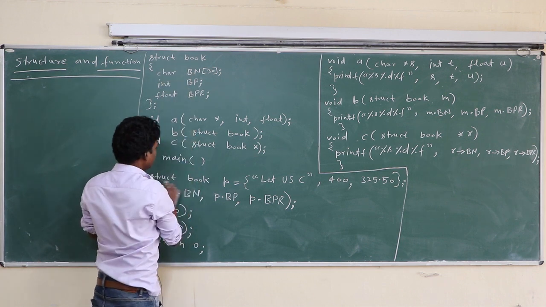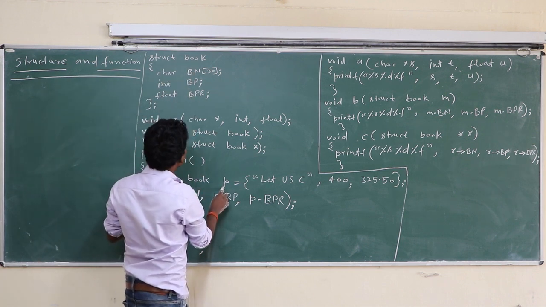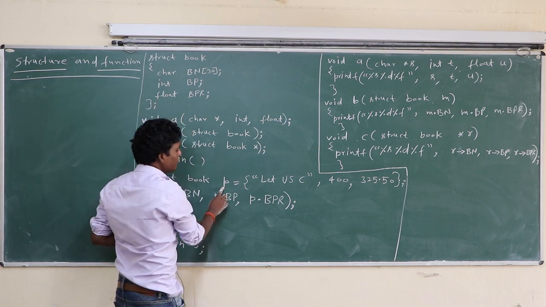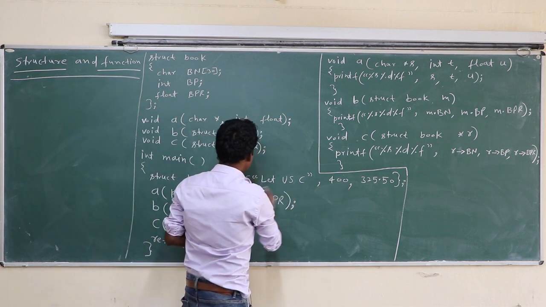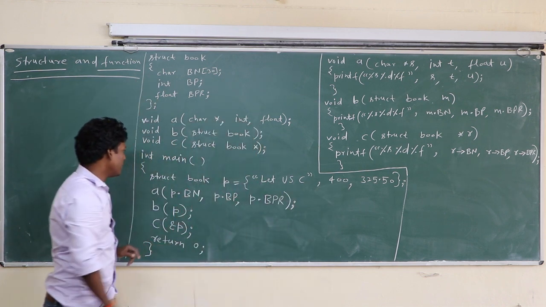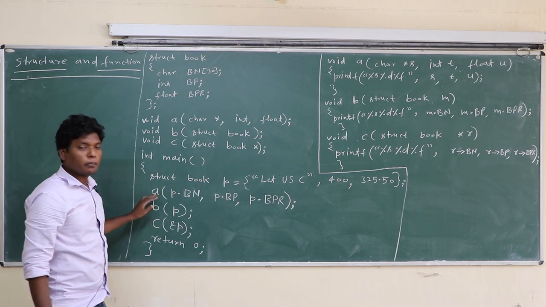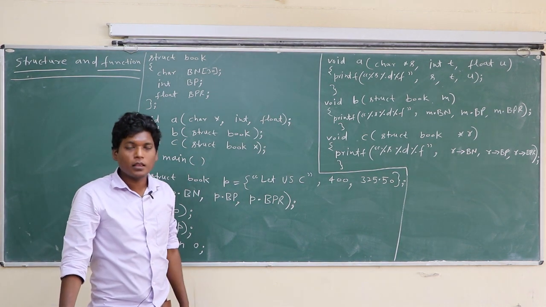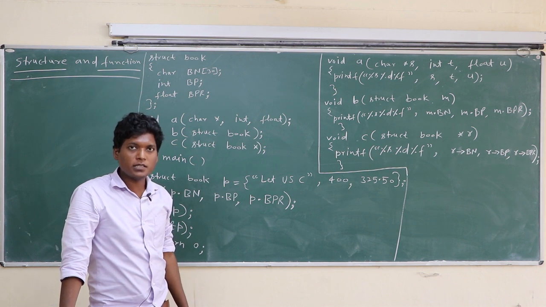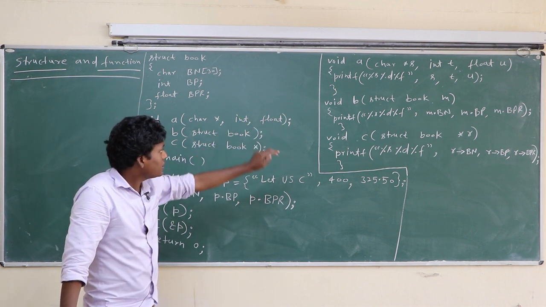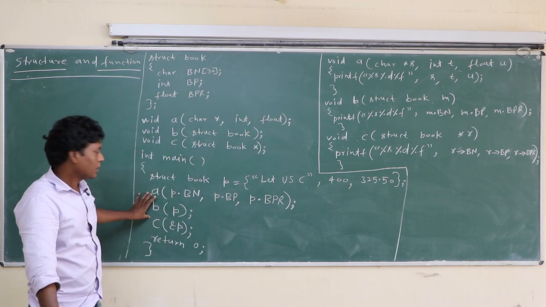Copy this line. This is the data type. This is the variable of this data type. Okay, and these are the values assigned to this variable. Now class, we are calling the functions A, B, C. So functions A, B, C are called here.